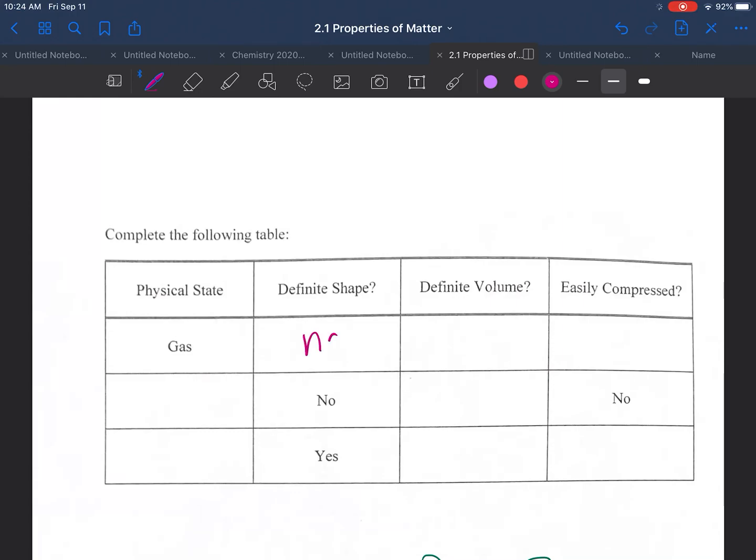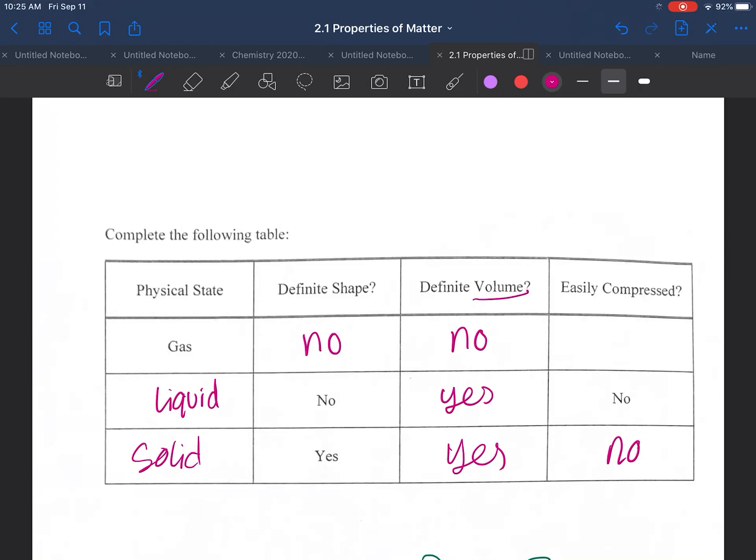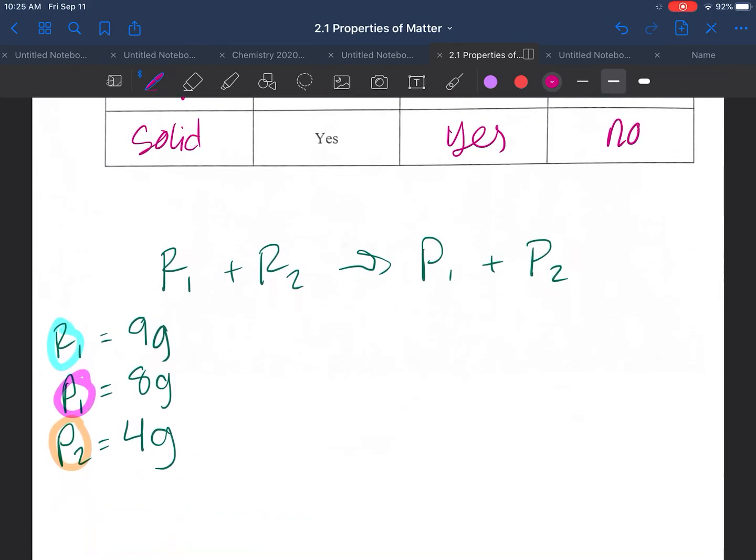And so filling out this box, you should have gotten no, gas does not have a definite shape or a definite volume. This has to be liquid because it doesn't have a definite shape and gas was used, but it does have a definite volume. Then solid, as it does have a definite shape and a definite volume. And thinking about compressibility, the key here is if it has a definite volume, it's not going to be easily compressed. If it does not have a definite volume, it is easily compressed. So gases are the only one easily compressed.